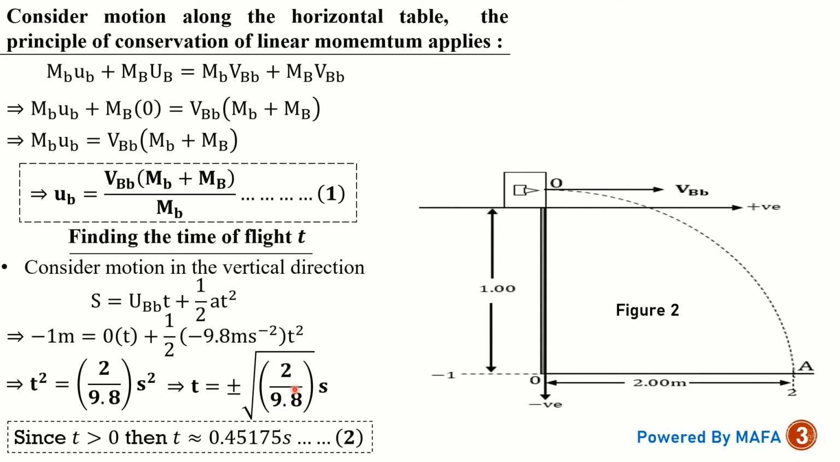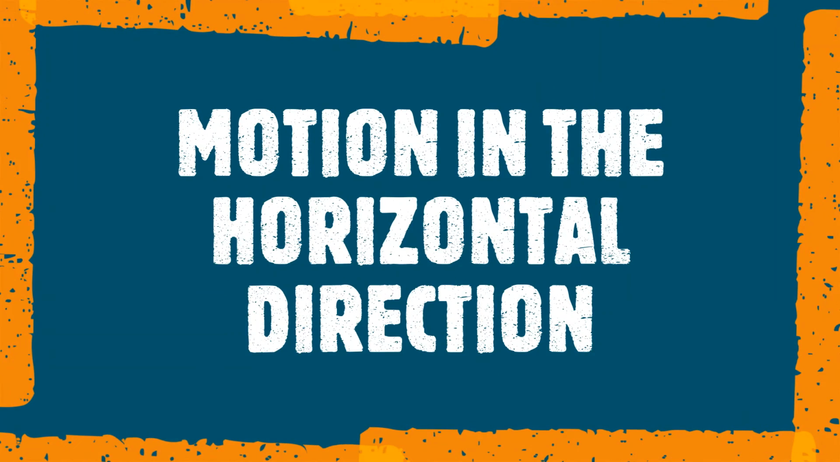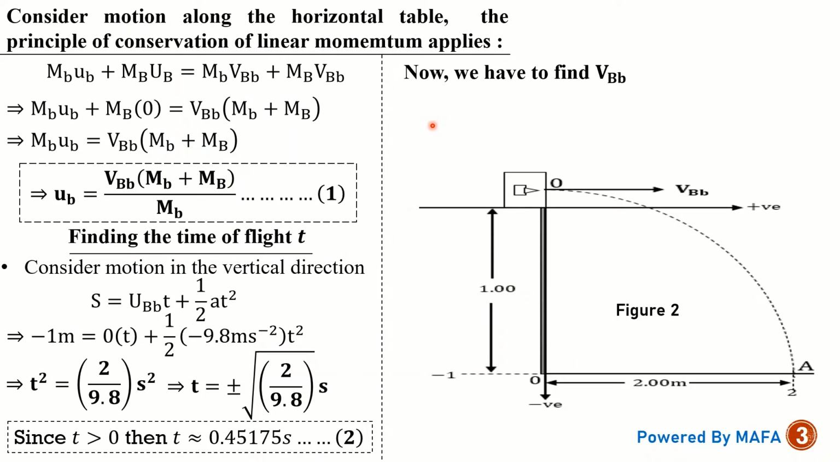Now, what do you know about time? Time is always positive, so we take the positive square root. So this is the approximate value for the positive square root. That's our second equation. Okay, now we have succeeded in getting the time of flight, which we know is constant in both the vertical direction and the horizontal direction. So now we are going to find their common velocity after impact, since they move with a common velocity after impact.